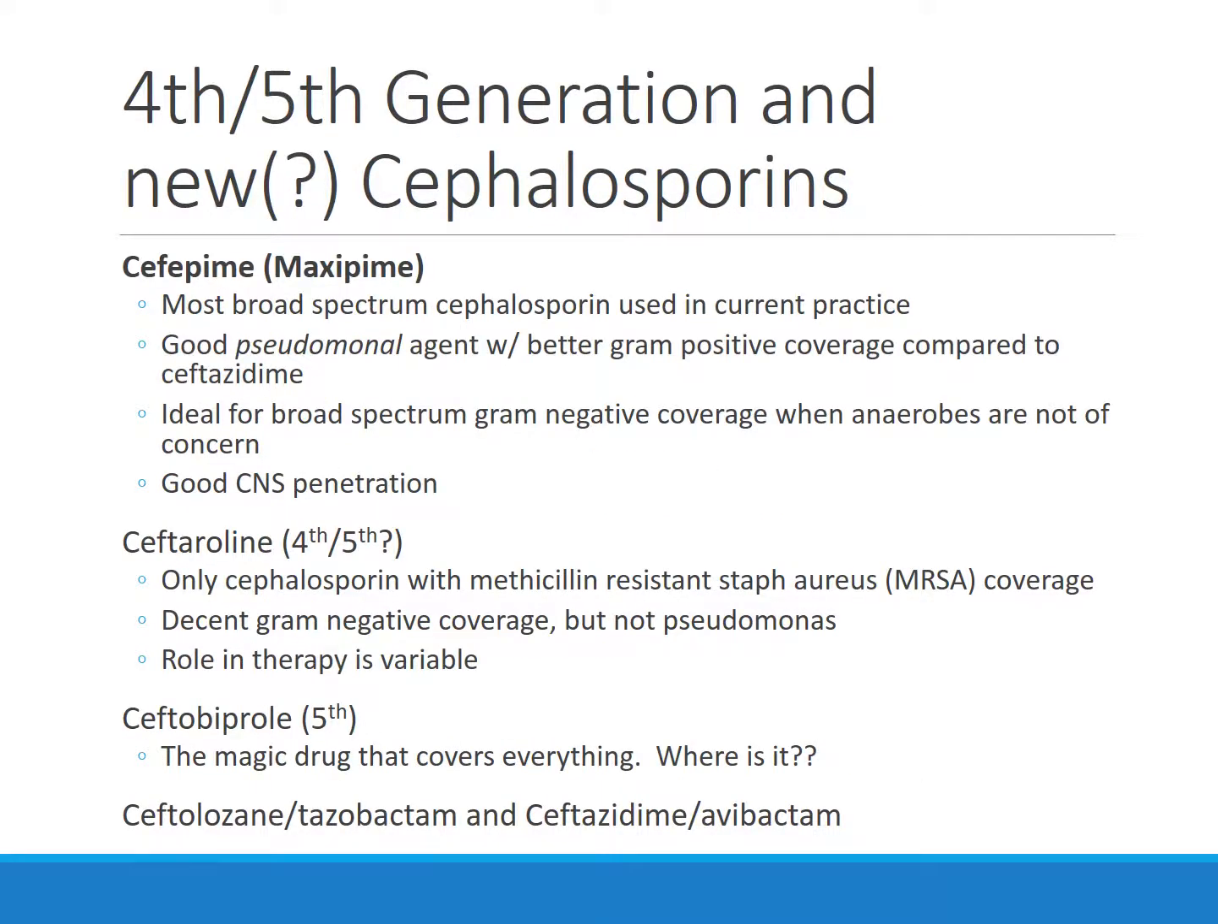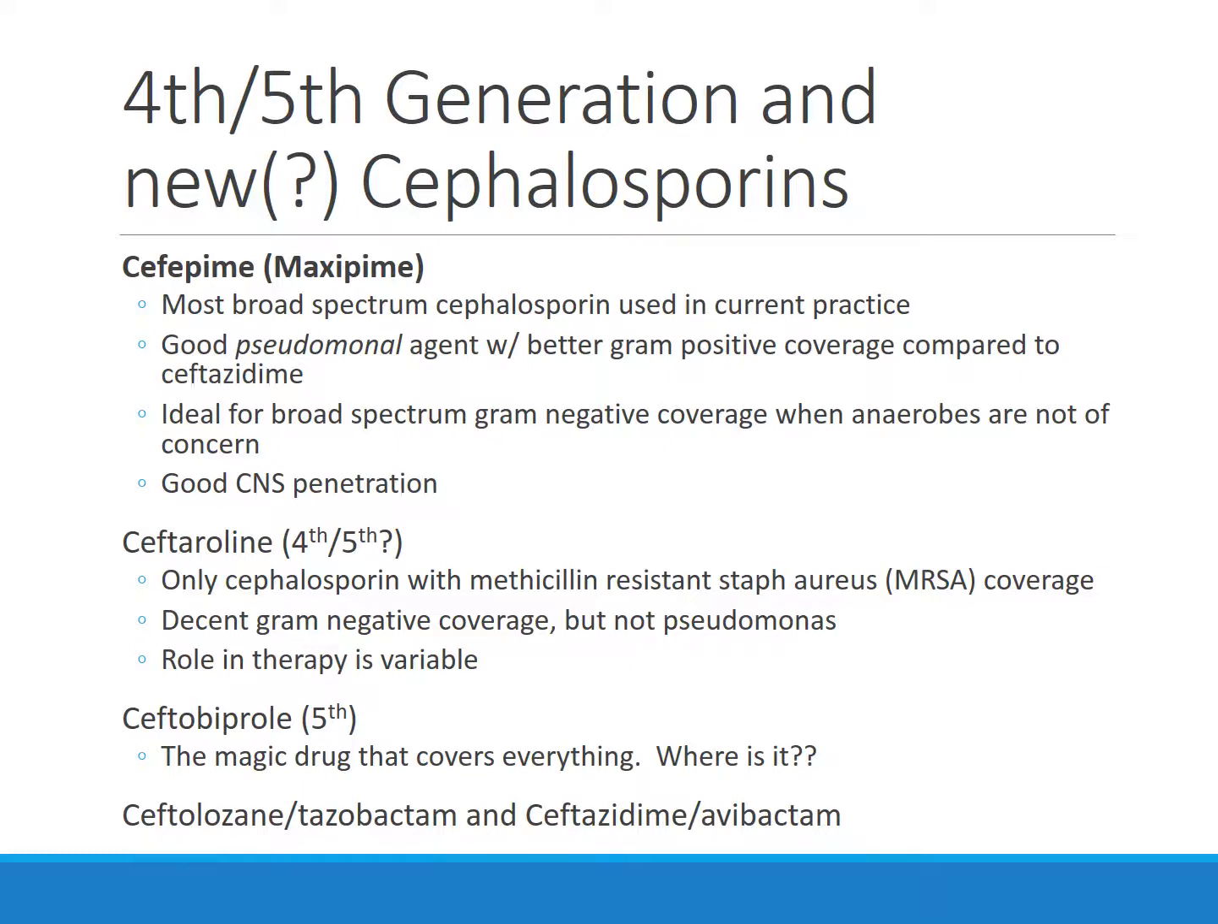Moving on in generation, fourth, fifth, new cephalosporins. The one I'm most concerned about here is cefepime. Cefepime is the most broad-spectrum cephalosporin used widely in current practice, I should say, because there are some new ones out now. But it has really good pseudomonal coverage and better gram-positive coverage compared to ceftazidime. So you get good pseudomonal coverage without losing your strep pneumo coverage like you would with ceftazidime. It's got good CNS penetration, so you could use it for meningitis or a central nervous system infection.